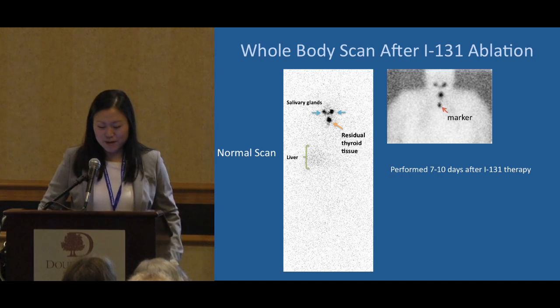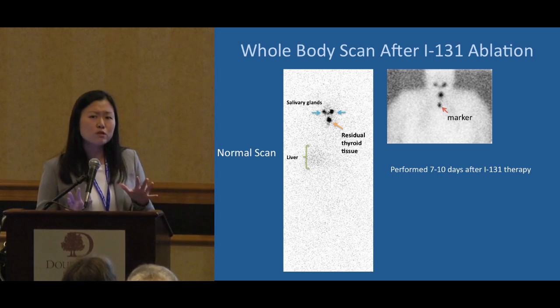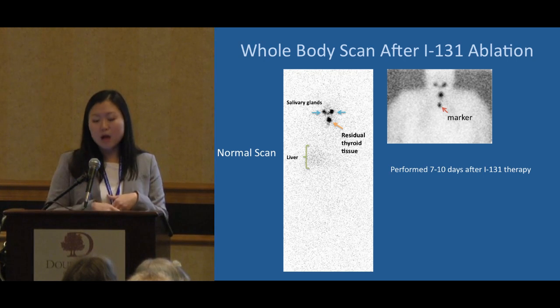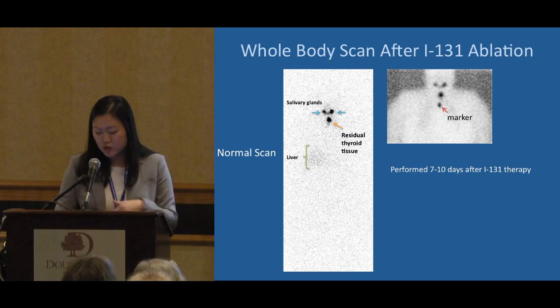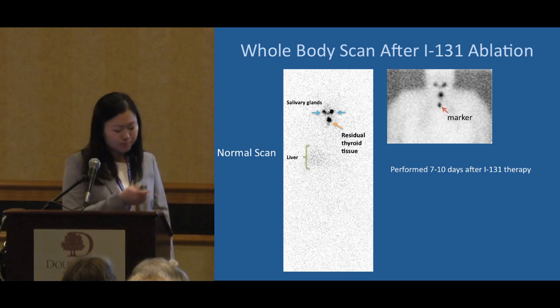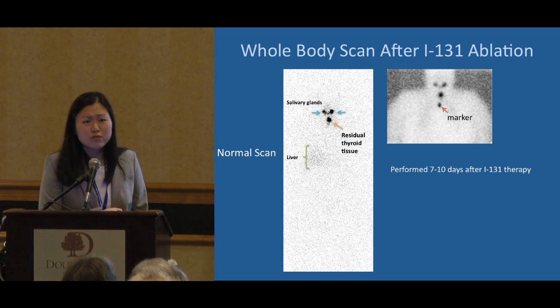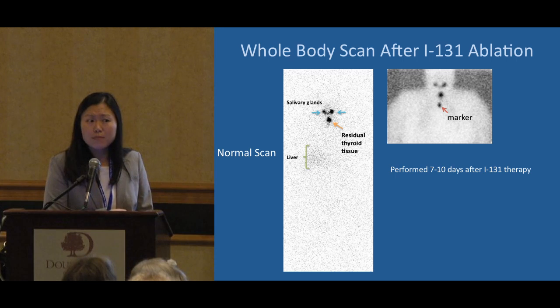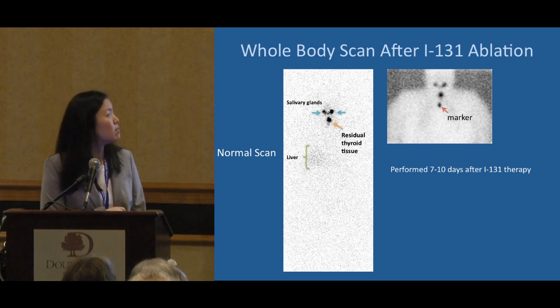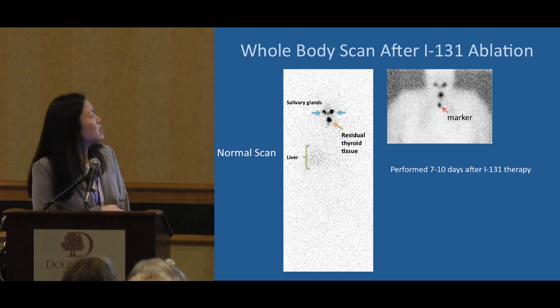So I'm going to explain to you what the pictures look like. This is what most of our patients look like when they get their pictures done after they have their radioactive iodine treatment for the very first time. It's really hard to see because most of the radioactive iodine is pretty much gone from the body by this point, when you're 7 to 10 days out. Let me point out what we're seeing here. This is an entire body scan, and here at the top, you see these 2 dots.